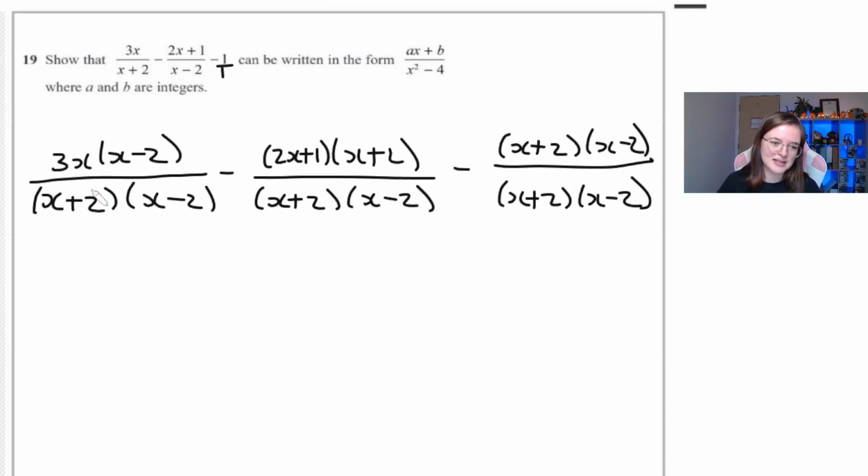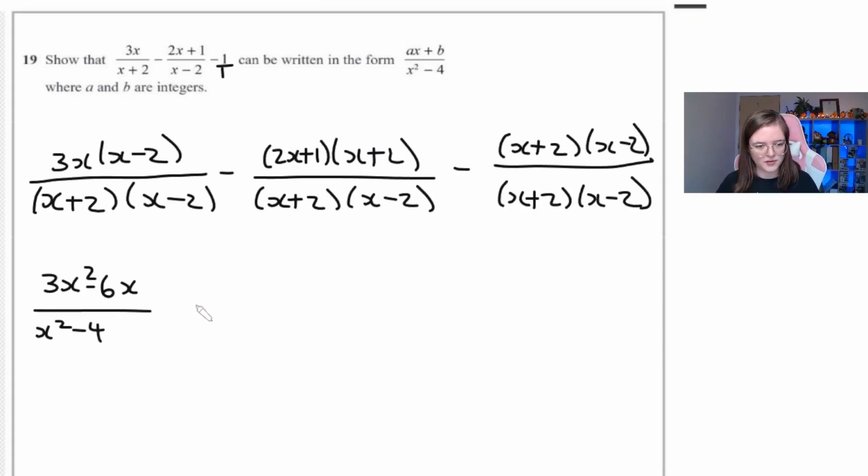So if I expand this top, I'm going to get 3x squared minus 6x, minus 6x. Bottom's going to keep as it is. Can't be bothered to expand that right now. It's going to be x squared minus 4. I mean, it's already told me, actually. So I'm going to leave it as x squared minus 4.